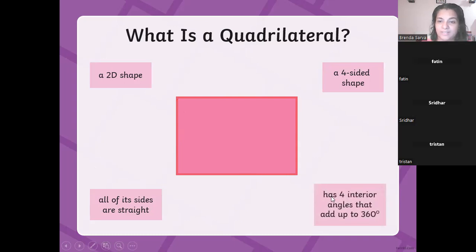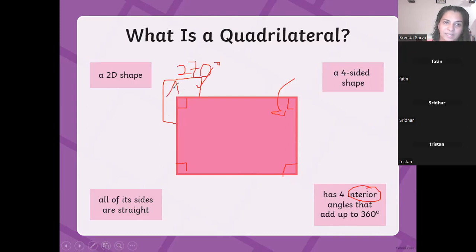What else are the properties? It has 4 interior angles that add up to 360 degrees. How do I get this? 90, 90, 90, 90. You see that? 90 times 4. And what is interior? Just like interior design, inside. So interior is inside. What is the exterior angle here? Who can tell me? How much is the exterior angle? Very good. 270 degrees. For point A, if I say, what is the exterior angle? 270 degrees. Good. Clear. So far, so good.